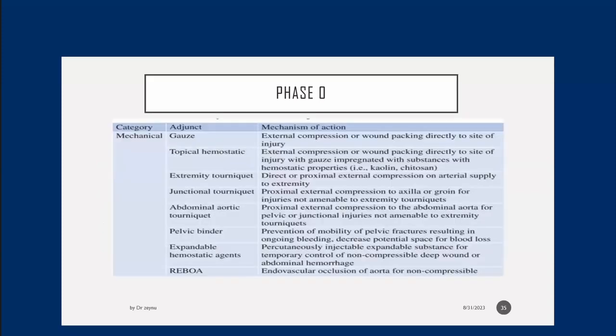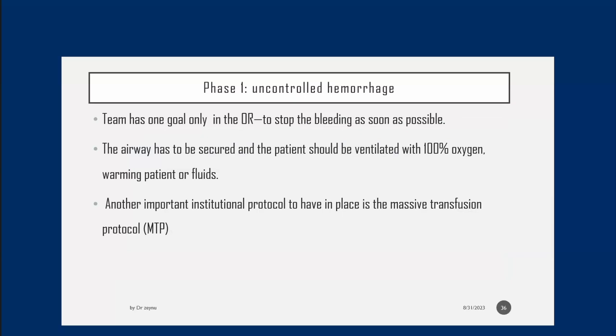So what things should be done in phase 0? One of the things is controlling hemorrhage through different actions, like mechanical compression of the bleeding through gauze, and topical hemostatic agent, if available. Extremity tourniquet, junctional tourniquet, abdominal aortic tourniquet, and pelvic binder can also be applied in the pre-hospital setting.